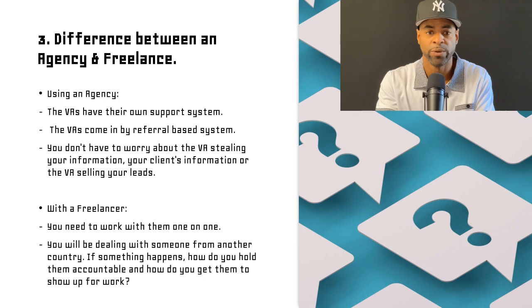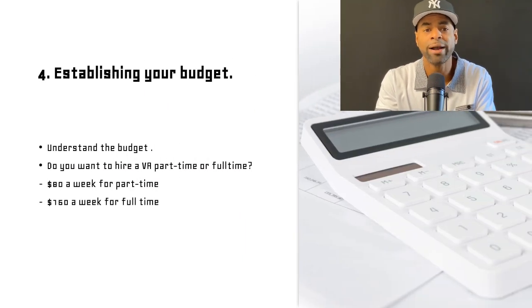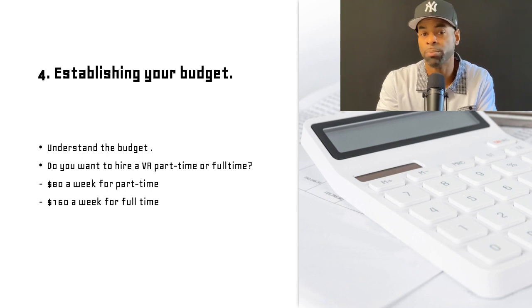So, with that being said, then you have to know what kind of budget you're going to be working with. Are you going to be able to employ a VA part-time, full-time, or are you just going to want to work with them on a project basis, right? Case by case, project by project basis. So what does that budget look like?